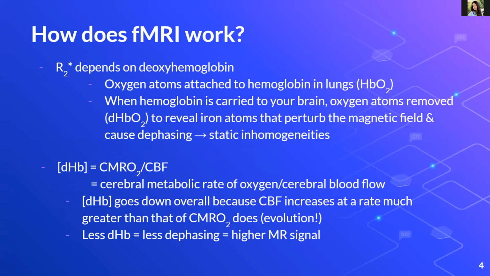So oxygen is attached to hemoglobin in your lungs, and these hemoglobin molecules carry oxygen to your brain. In the brain, the oxygen is taken off, forming deoxyhemoglobin and leaving 4 iron atoms that perturb the magnetic field. The amount of deoxyhemoglobin in your vein is equal to the cerebral metabolic rate of oxygen divided by the cerebral blood flow. Our brain has figured it out such that the blood flow increases much more than the rate that oxygen is used up, which overall decreases the concentration of deoxyhemoglobin, which in turn decreases dephasing, decreases the R2* value, and increases MR signal.